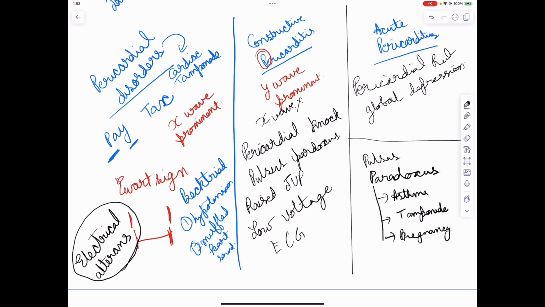So, one thing that you would all be curious about is why the X wave is prominent but not the Y wave in cardiac tamponade. Remember that in cardiac tamponade, ventricular diastolic filling is impaired. So when ventricular filling is impaired, blood gets stagnated, and when blood gets stagnated, we do not get the descent.